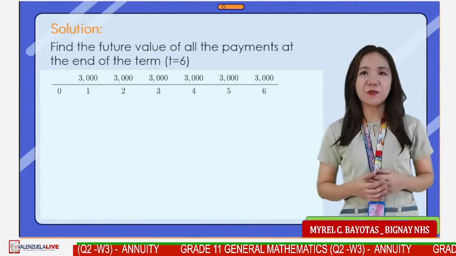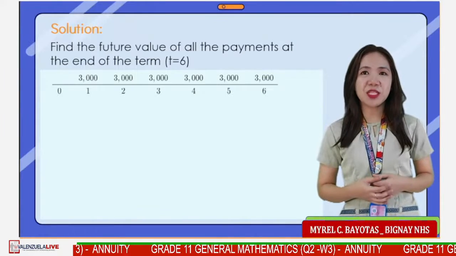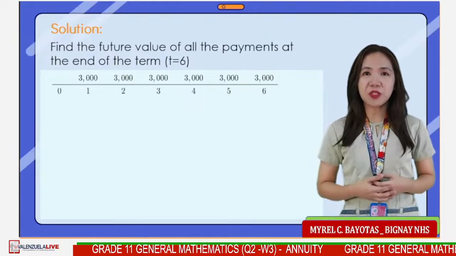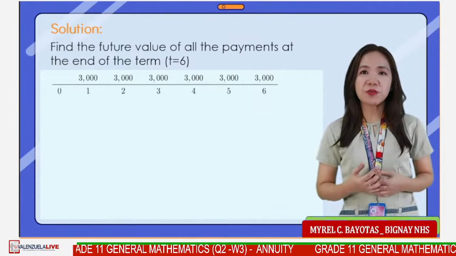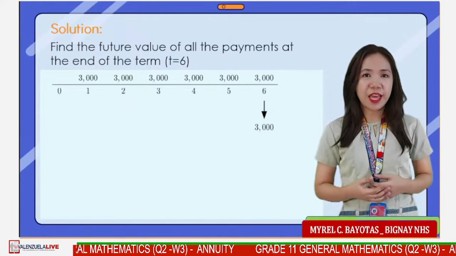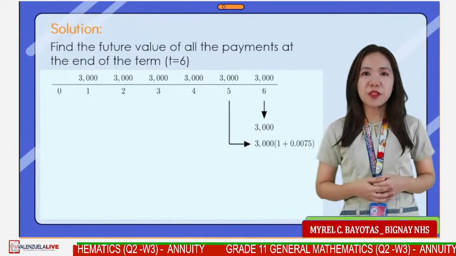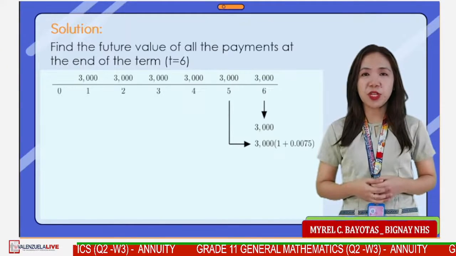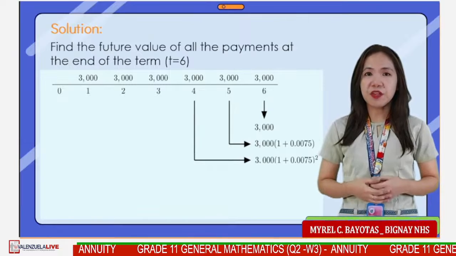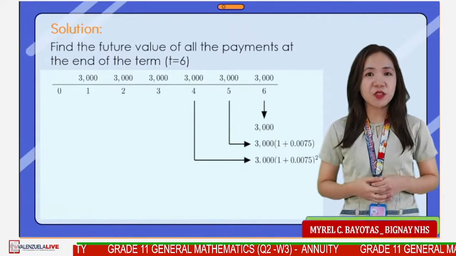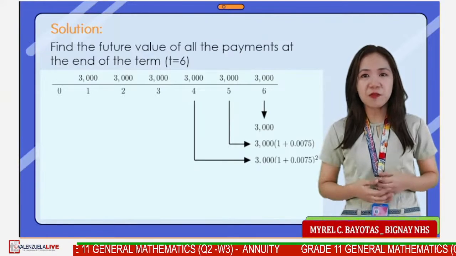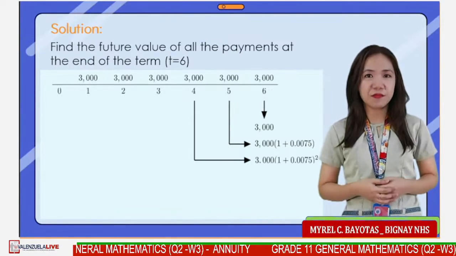Step 2. Find the future value of all the payments at the end of the term or T equals 6. Using the tree diagram that shows the cash flow, we start by putting 3,000 pesos at 6 or the 6th month. Next, put 3,000 pesos times 1 plus 0.0075 at 5 or the 5th month. Recall that this formula was discussed in compound interest and 0.0075 is the value of J based on the given.